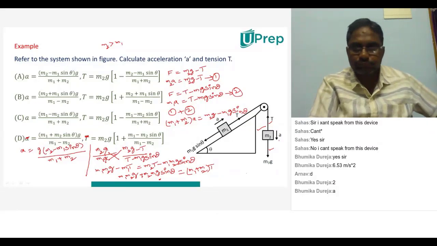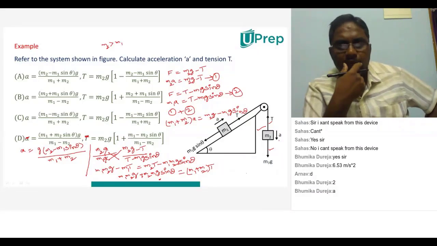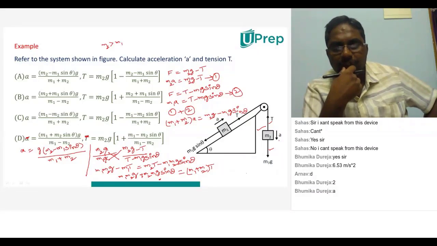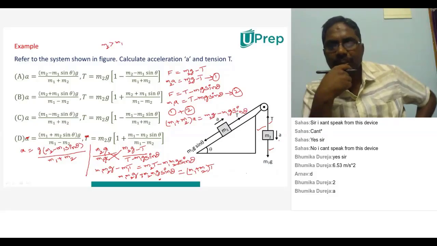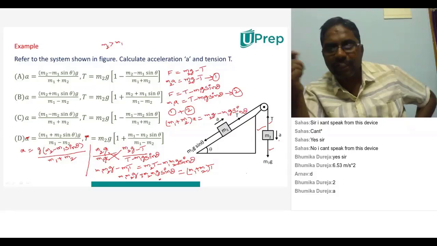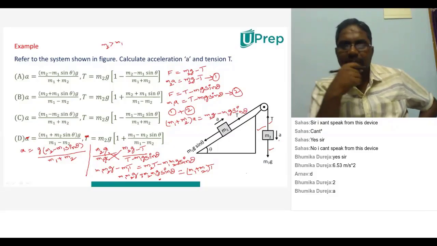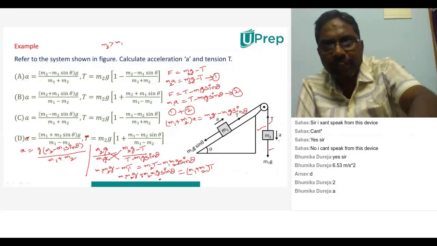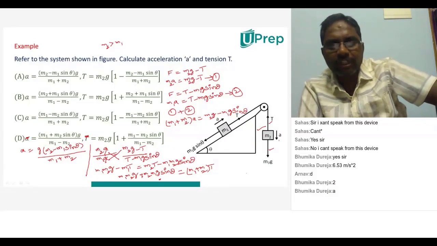Sir, A and C have both the same options. I mean, they are not different. Why not different? Once you check there, in one m2 minus m1 is there. Here m1 minus m2 is there. Okay, sin theta is there with m2 in case of C, but sin theta is there with m1. Think there. Now here if m1 plus m2 comes for the first option, what will be there?